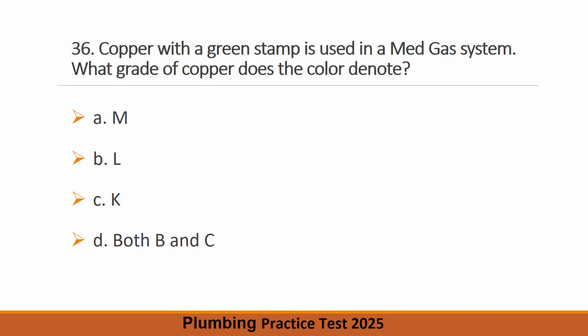36. Copper with a green stamp is used in a med gas system. What grade of copper does the color denote? A. M. B. L. C. K. D. Both B and C.